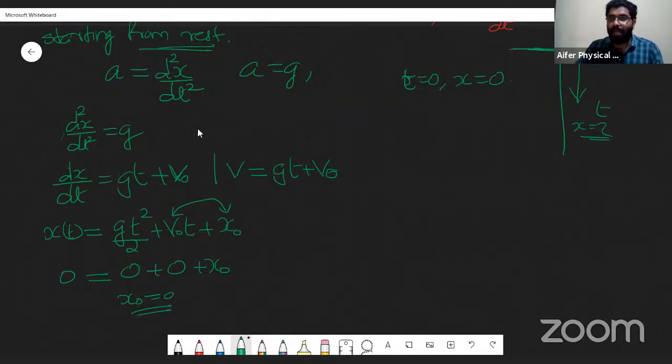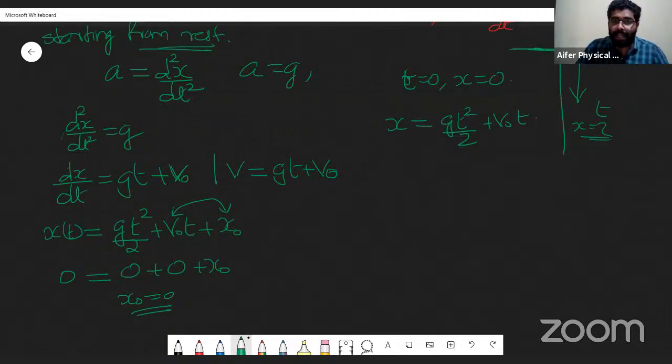What does it physically mean? Initially, the position of the particle is 0. We are taking origin here. That's it. So we are left with this solution: x is equal to gt square by 2 plus v naught t. To get one more boundary condition, we have to use this equation.